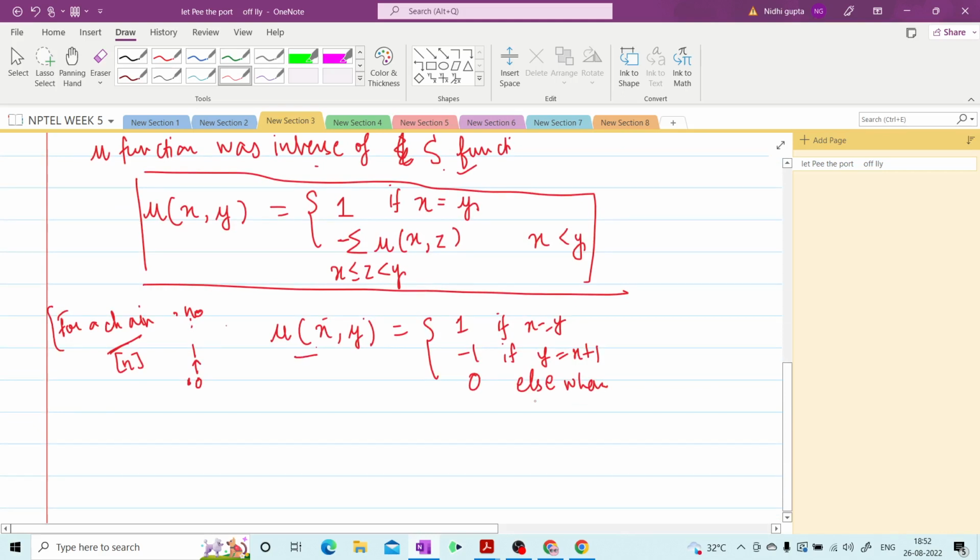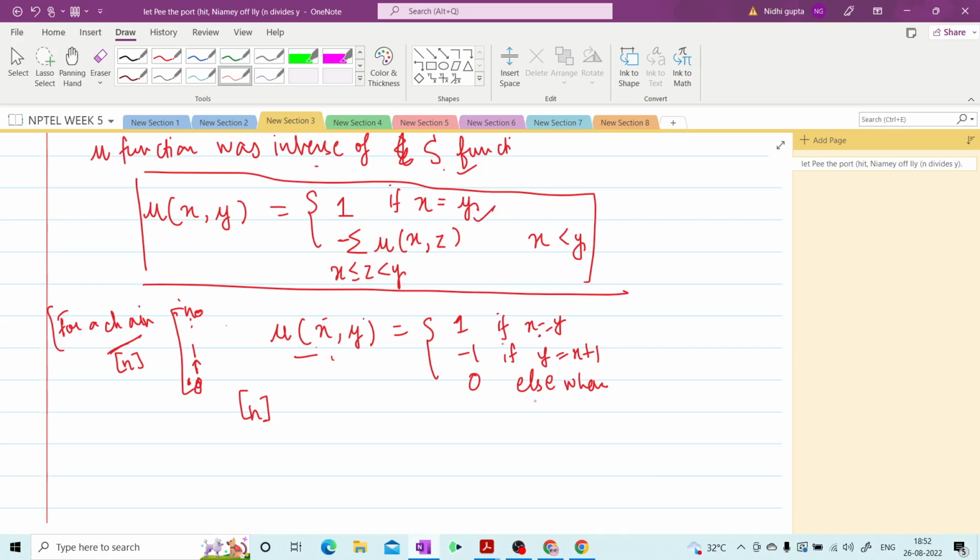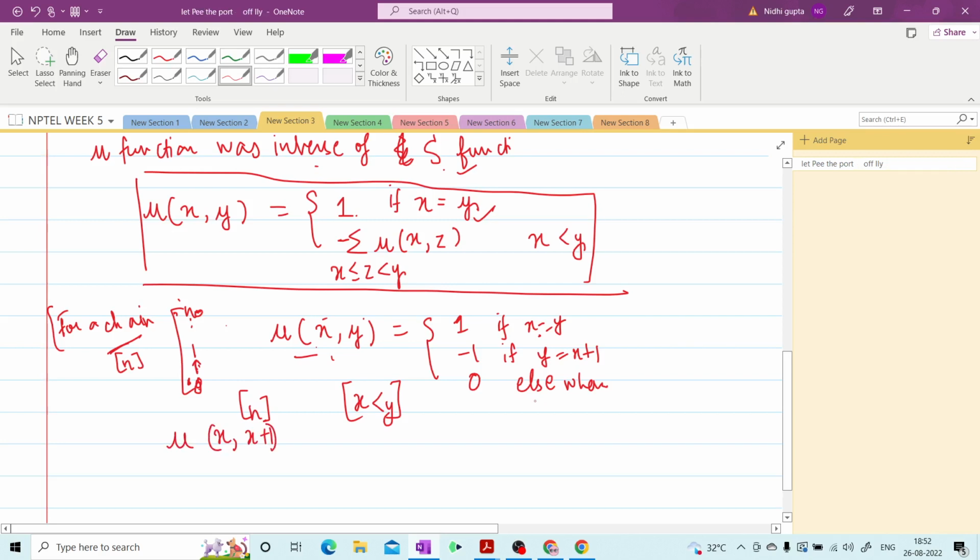Why? Because we can calculate this using the formula. Suppose you have this chain 0 till n. We do it inductively. If x is equal to y, we see that it is 1. Now if x is less than y, we do it inductively. First we look at the case of x plus 1, mu of x plus 1.